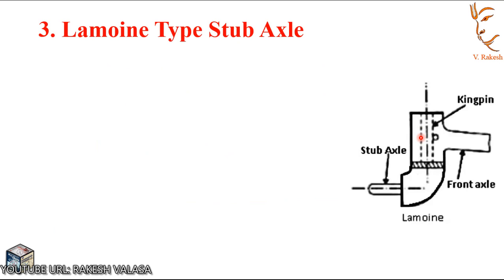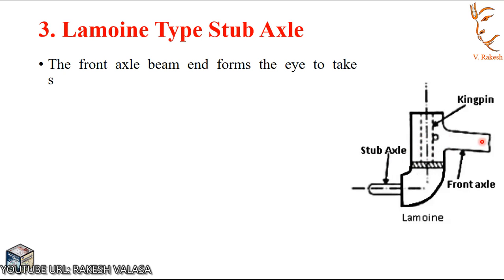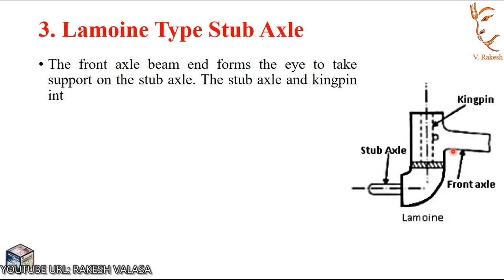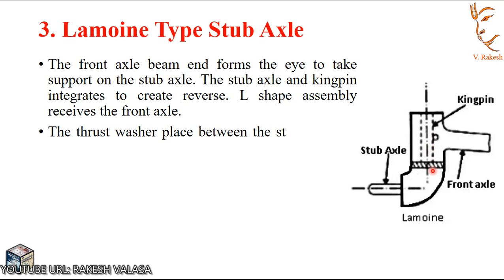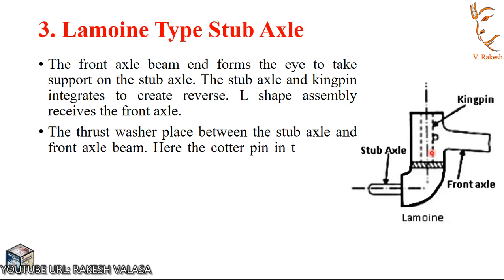Next one is Lemoine type stub axle. The front axle beam, see here, this is the stub axle, this top one is the front axle beam. The front axle beam end forms the eye to support the stub axle. The stub axle and kingpin integrate to create a reverse L-shape assembly to receive the front axle. Here the thrust washer is placed between the stub axle and front axle beam.